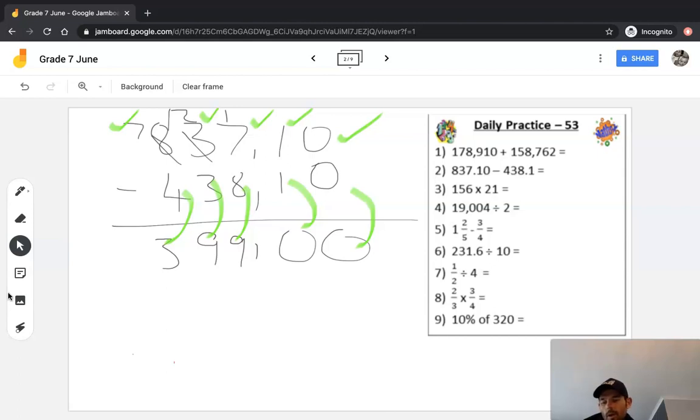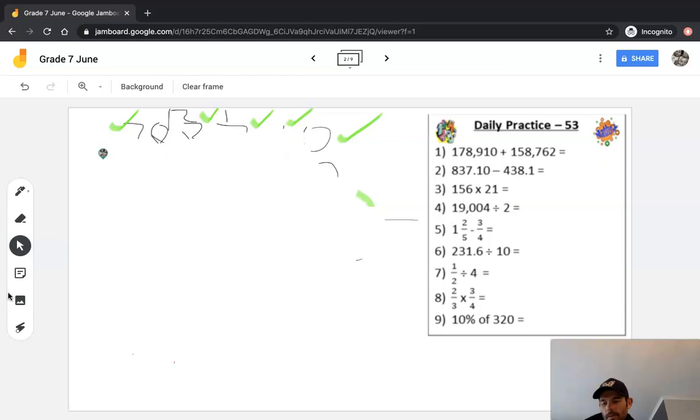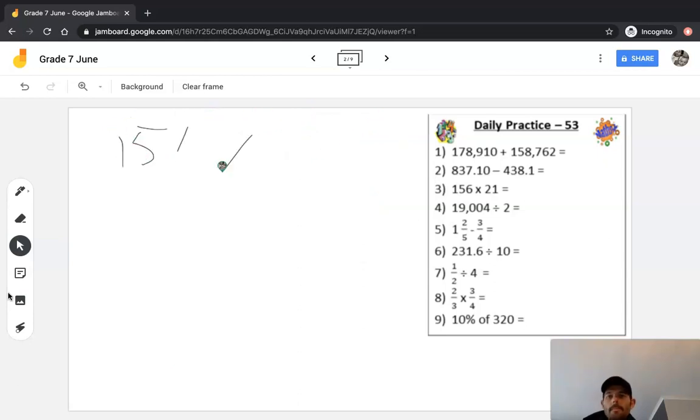Okay, next we have a long multiplication question. And that question is 156 multiplied by 21. And I'm going to tell you straight away that all I'm going to do is 156 times 20. Okay? And then I'm going to add 156 times 1. Right, and 156 times 20, I can just say 156 times 2. Okay, and that's going to give me 312.